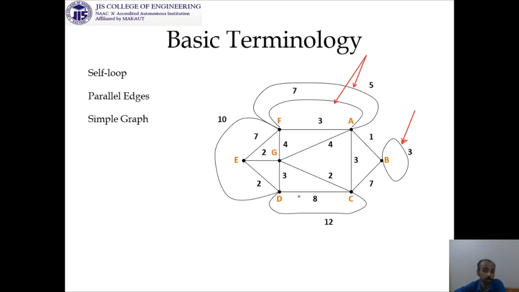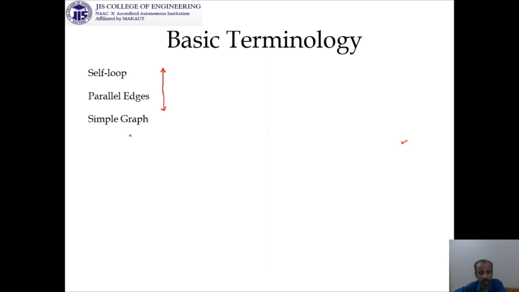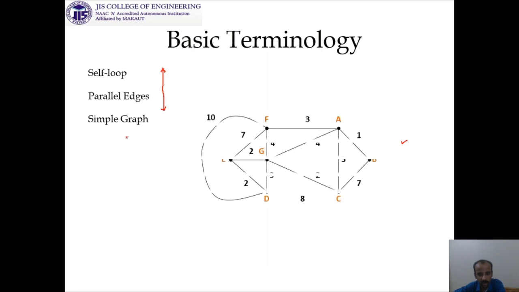Next, what is a simple graph? A simple graph is a graph which does not contain these two things, self-loops and parallel edges. So what will be the representation of this one? Look at this. You can claim this graph as a simple graph but not the previous one, because the previous one has self-loops and parallel edges.